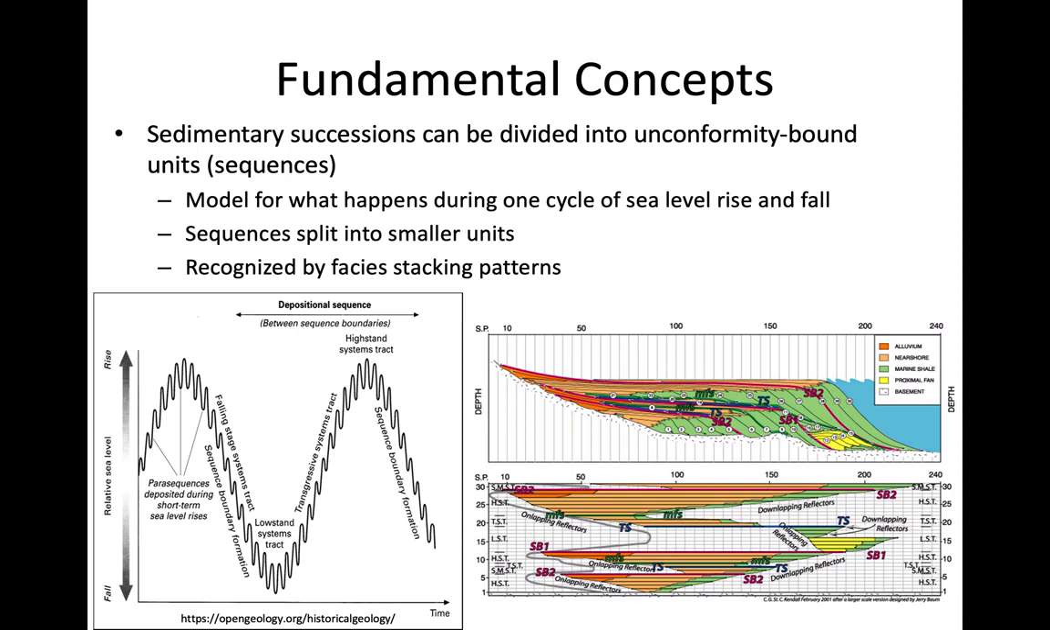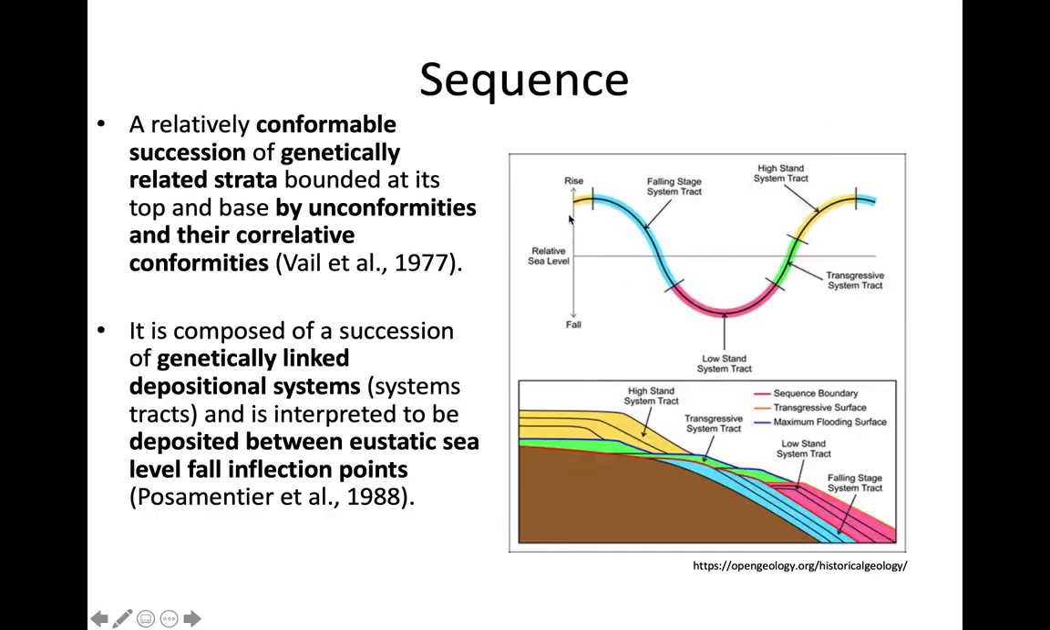So even though it's a general sea level rise, there will still be smaller waves of sea level rise and fall within it. Okay? All right. So here we have our sequence. It is bound by unconformities. So there are unconformities on either side of this.